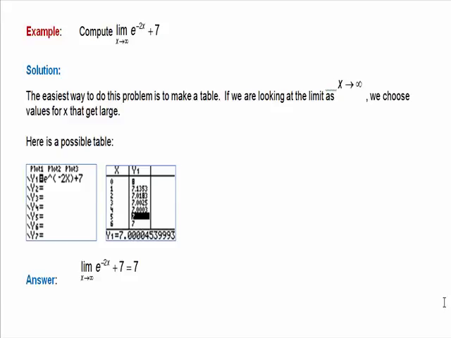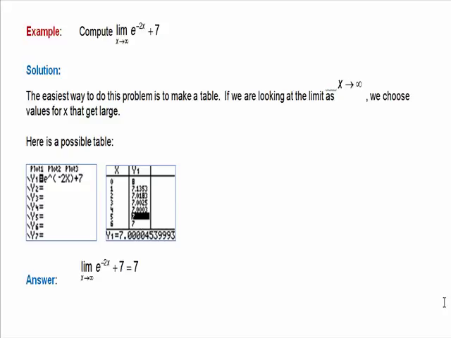Let's use what we learned about e and the idea of limits to take a look at another limit. And we're going to use our calculator for this. So I'd like to compute the limit as x approaches infinity of e to the negative 2x plus 7. Quite frankly, at this point in time, the easiest way to do this problem is to make a table.